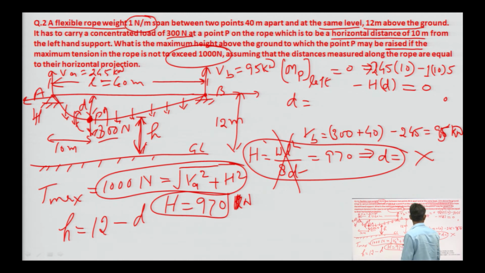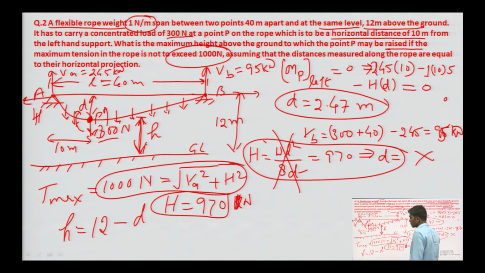By putting the value of H, you can calculate the value of small d as 2.47 meter. If the value of d is known to us, means d is 2.47, then the value of H can be calculated. So, put the value of d and find the value of H, and that value is 9.52 meter. Okay, 9.52 meter.